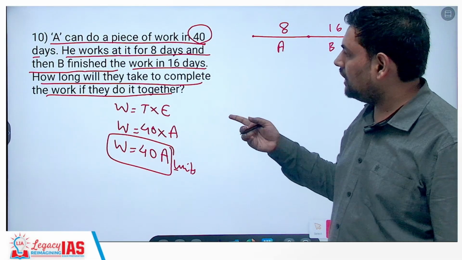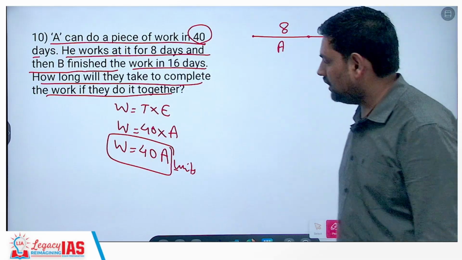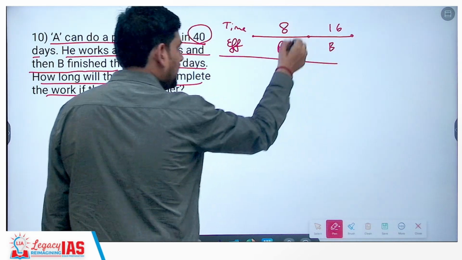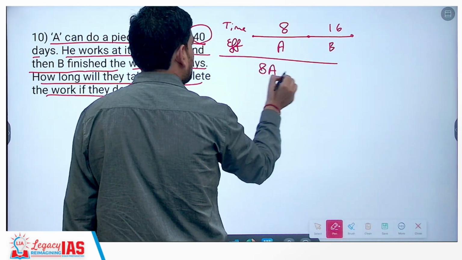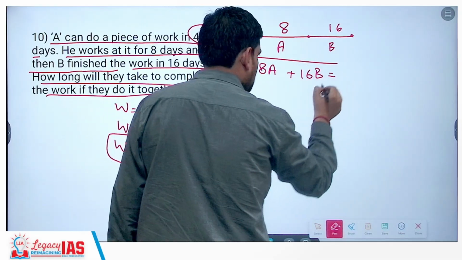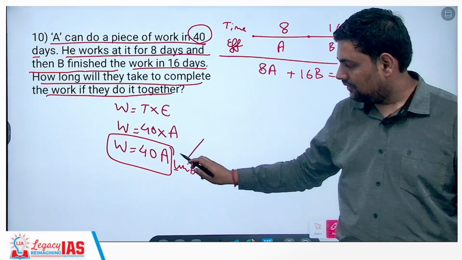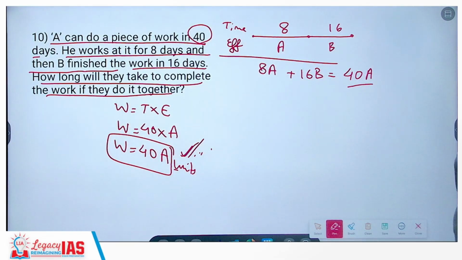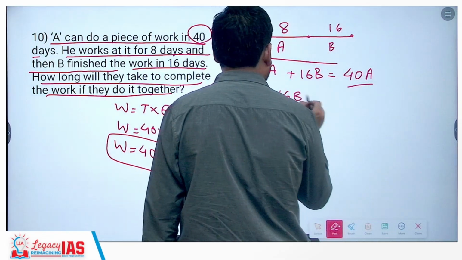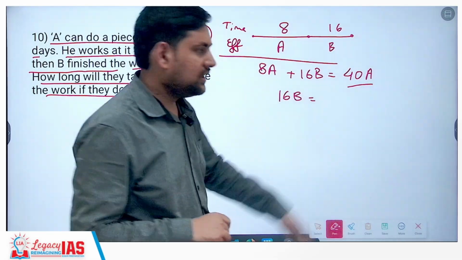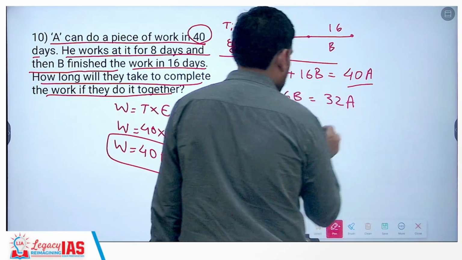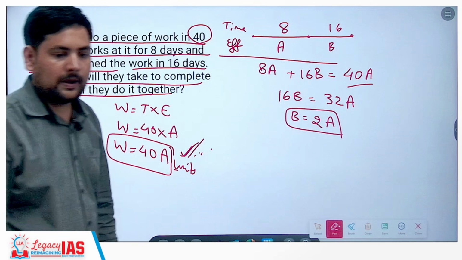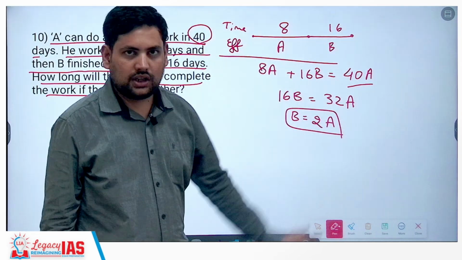Now, how long will they take to complete the work together? What we can write here is, this was actually time, this is actually efficiency. Simply multiply them. What you will get? 8A plus 16B is equals to the total units of work. What is the total units of work? 48. So this is equal to the total work units, that is 40A. Now it is simple. So this becomes 16B is equals to 40A minus 8A is equals to 32A, or B is equals to 2A. Correct? B is equals to 2A.